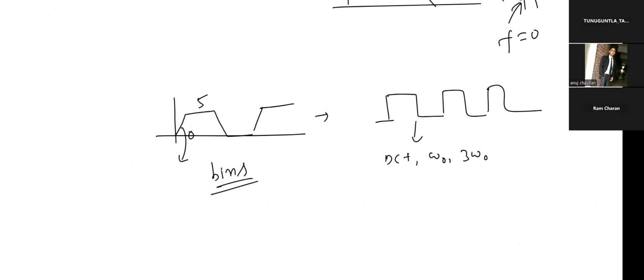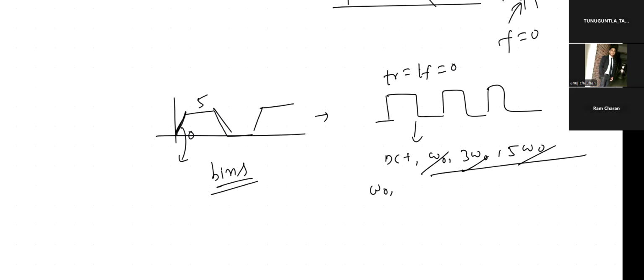Omega naught. When you convert into the Fourier transform, you will get the integral multiple of omega naught. But when my rise and fall times are exactly zero. But if there are finite rise and fall times, you will see some other frequency components also, not exactly integer multiples, but of omega naught.